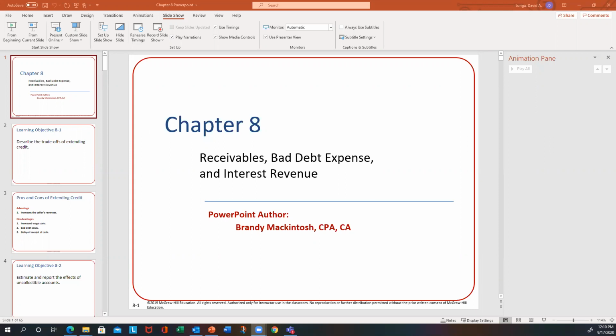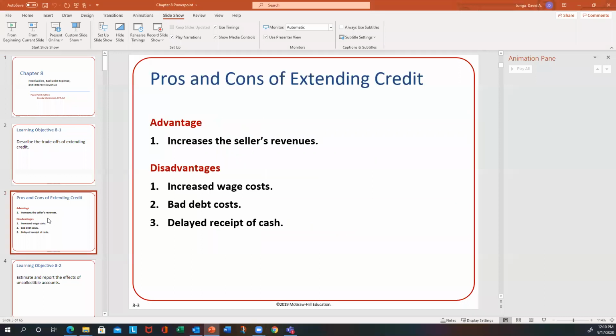All right, so first off, we'll talk a little bit about some of the pros and cons of why businesses would extend credit to begin with. Obviously, it increases the seller's revenues. It's much easier to conduct transactions if you don't require your customers to have to pay you right then and there. So that's going to increase your revenues.